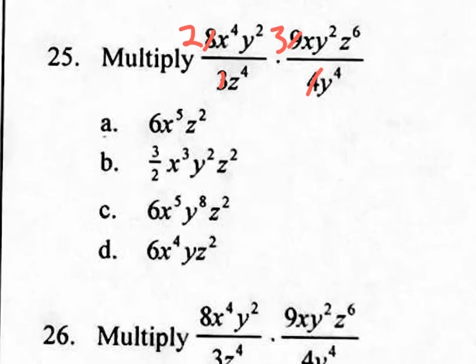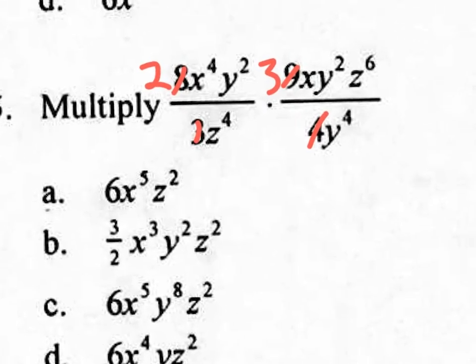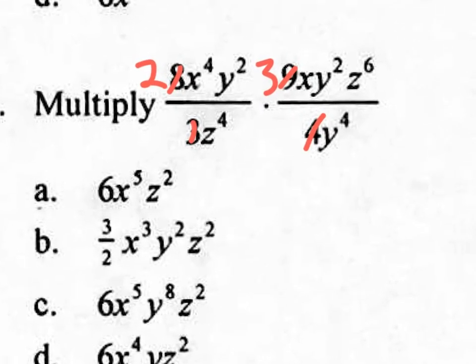Let's zoom in a little so we could check out the x's here. Let's cancel out x's. Are there any x's on the bottom? No x's on the bottom, so I can't cancel out any x's. So we're going to move on to the y's. We could cancel out y's.